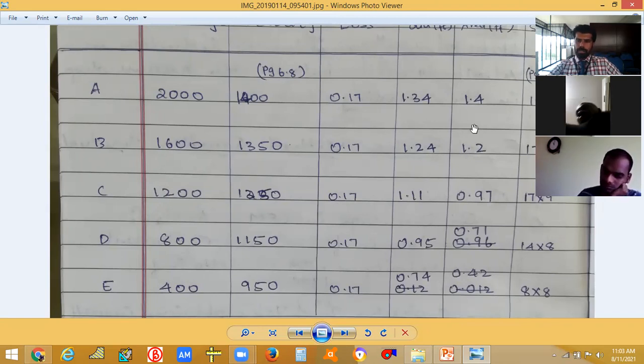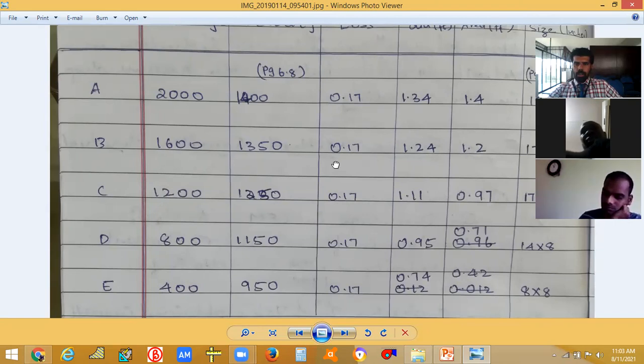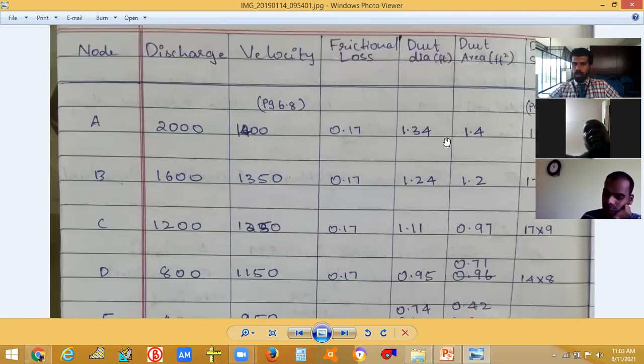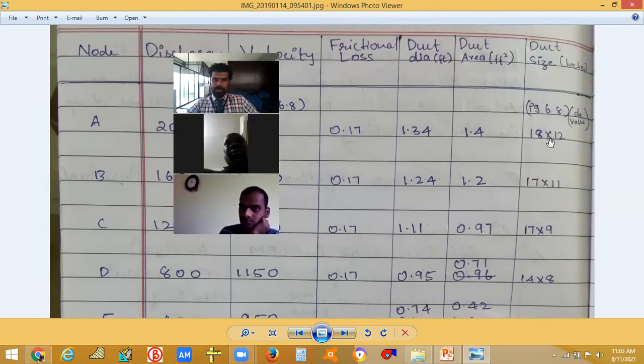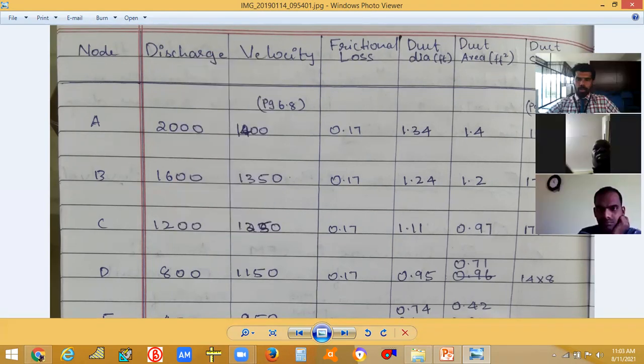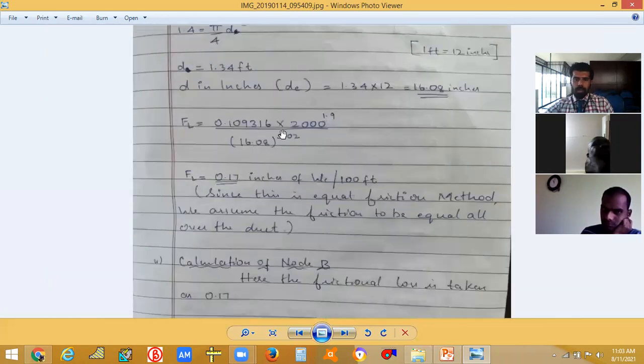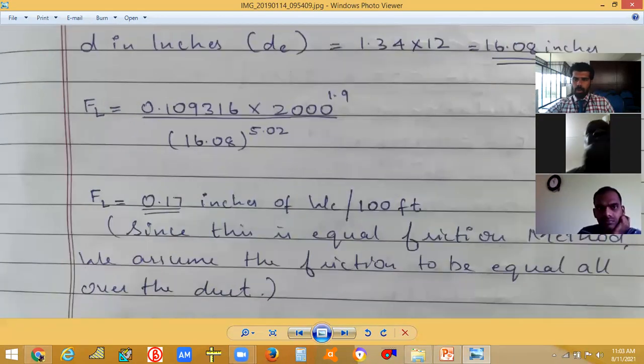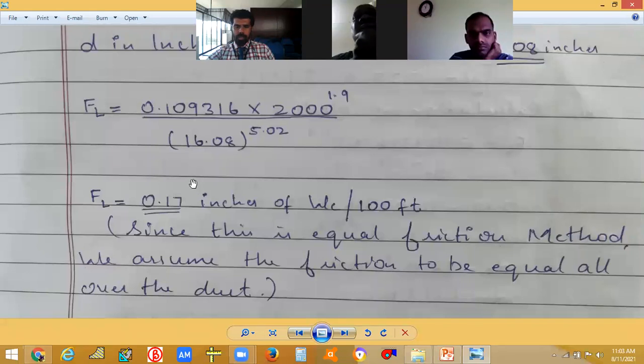Okay, so you have got that. You can fill in your tabular column: 1.34 you already got, 1.4 you got. Next you need duct size, right? Duct size we have to get from the tabular column or a graph, which we can do last. First, find all other values like this. We have completed this much; 0.17 we got already.